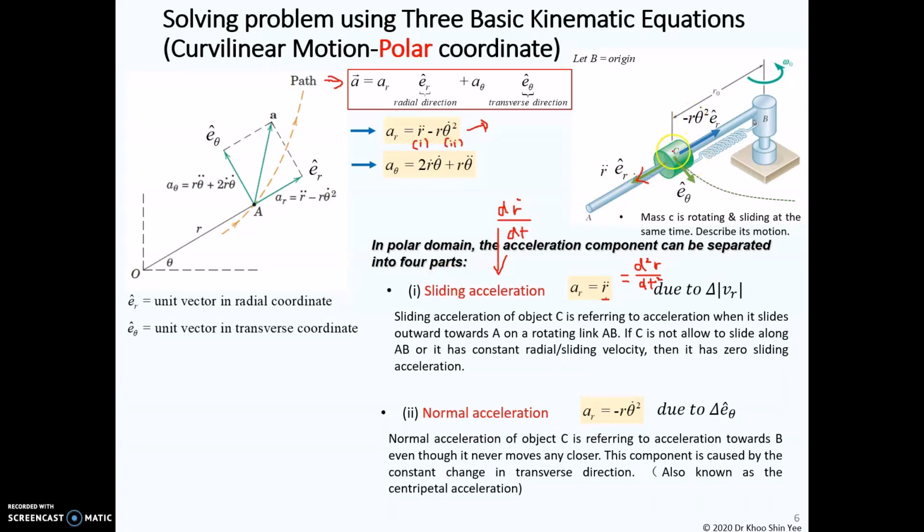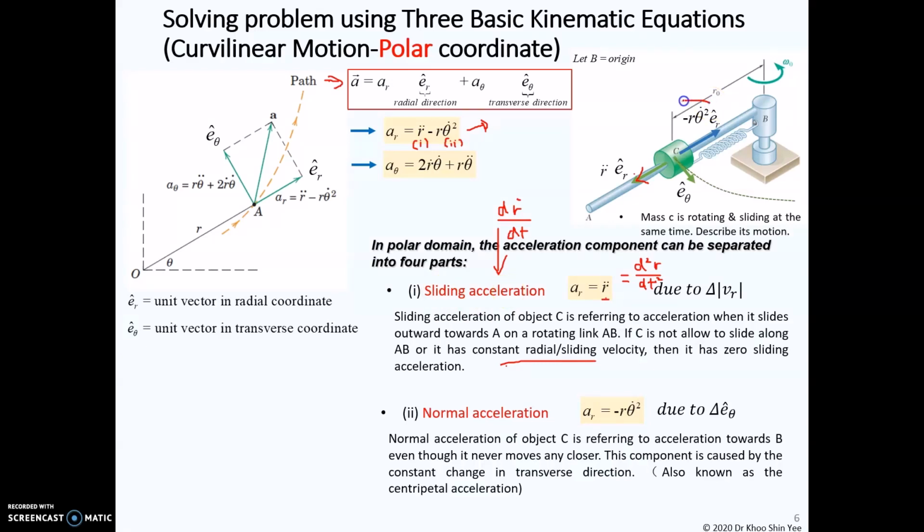If the mass C here is not allowed to slide, then the radius will be constant. So in this case, the sliding velocity and the sliding acceleration will be equal to 0. If the mass C here has a constant sliding velocity, then since R dot is constant, the change of R dot with respect to time, which is the sliding acceleration, will be equal to 0 as well.